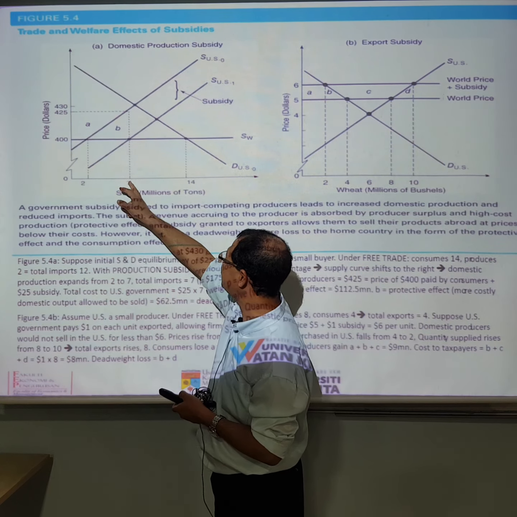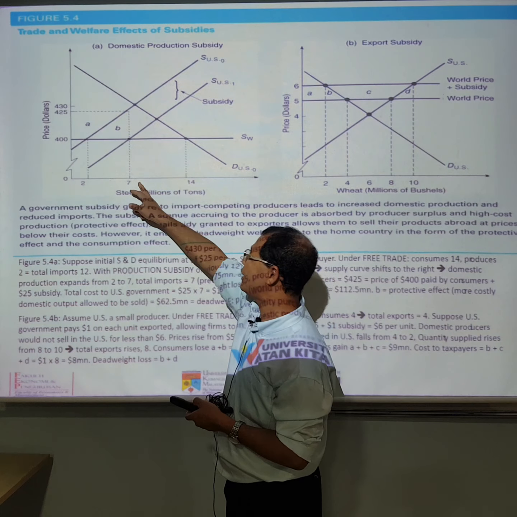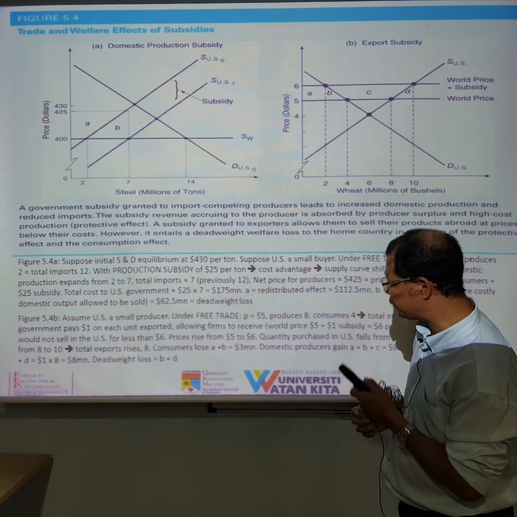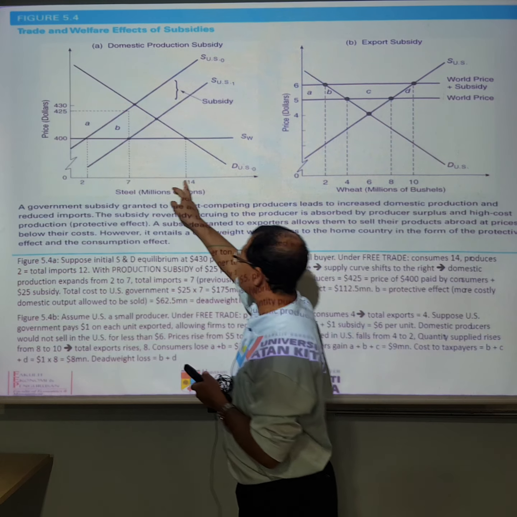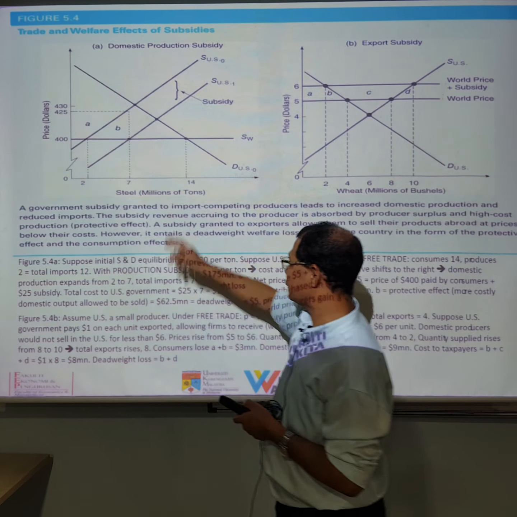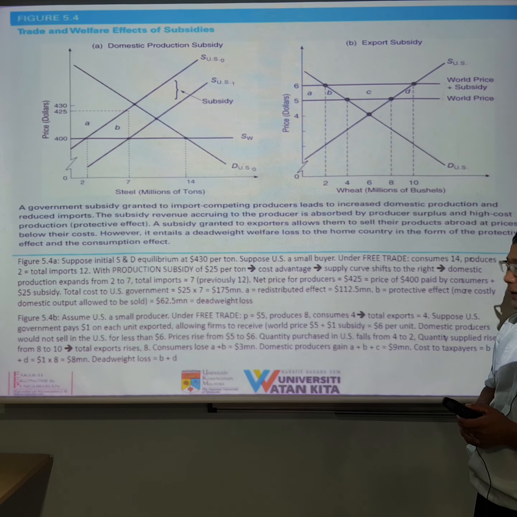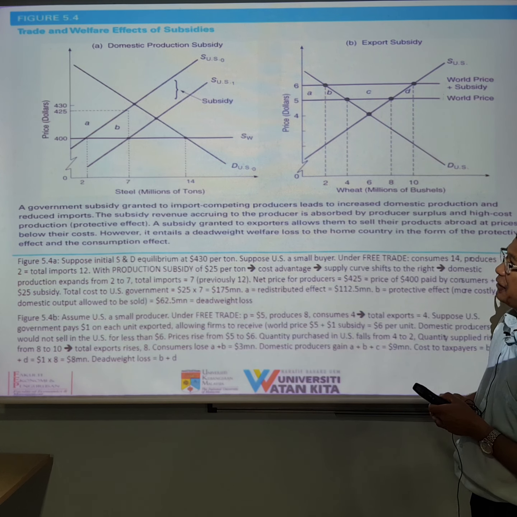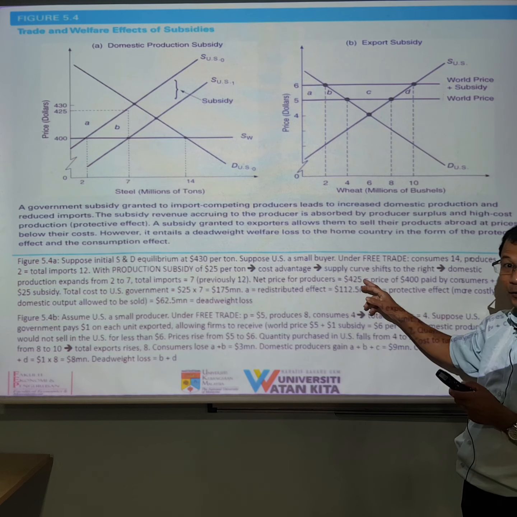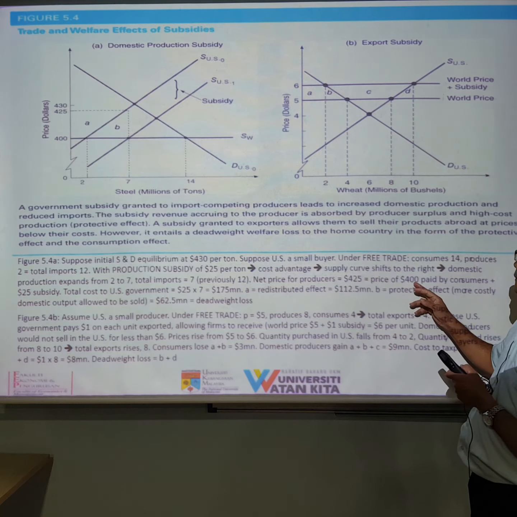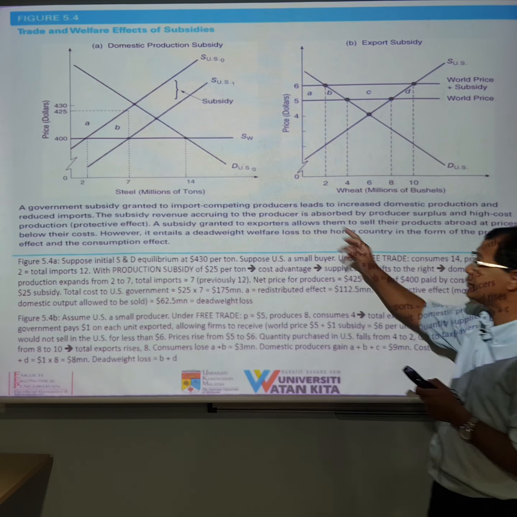So 7 produced, consume 14. So 7 now is the total imports, reduced from 12 under free trade. Now 7. Net price for producers is 425. That's the net price for producers. They get 425, which is the price of 400 paid by consumers.